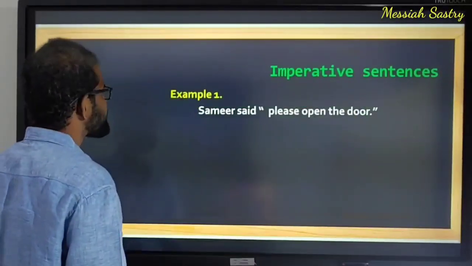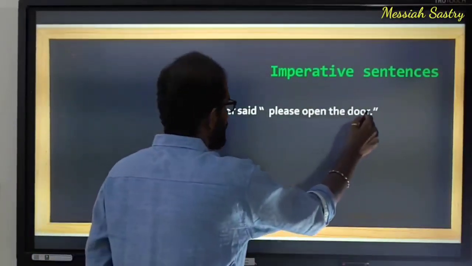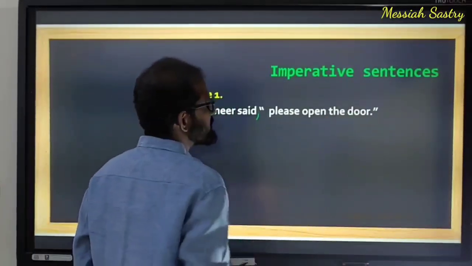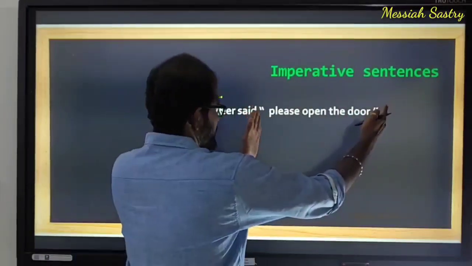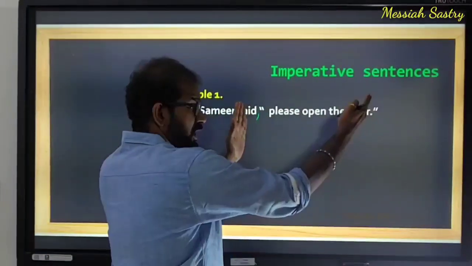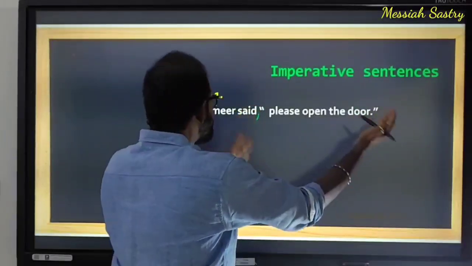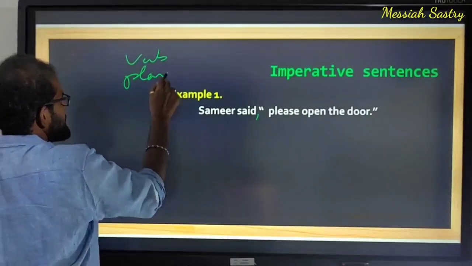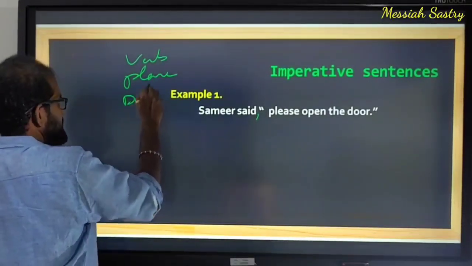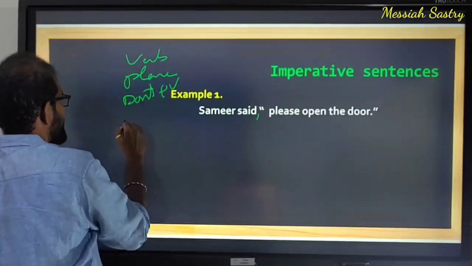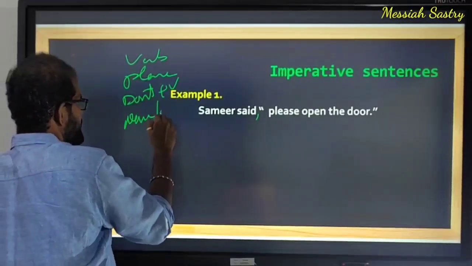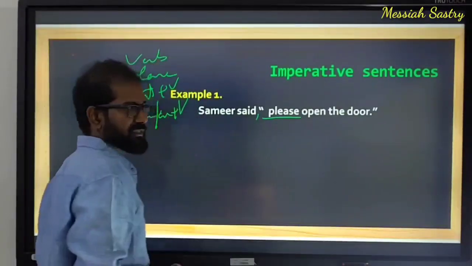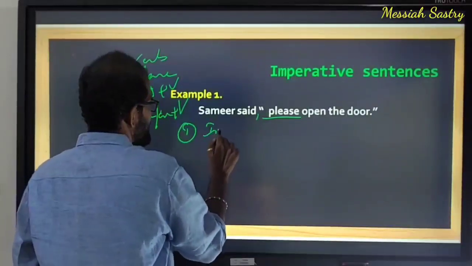Let's take an example. Samir said, "Please open the door." Look at the sentence in inverted commas: "Please open the door." What kind of sentence is it? Imperative sentences begin with a verb, with please, with don't plus verb, and then never or ever plus verb. Here, the sentence begins with please, so it is an imperative sentence.